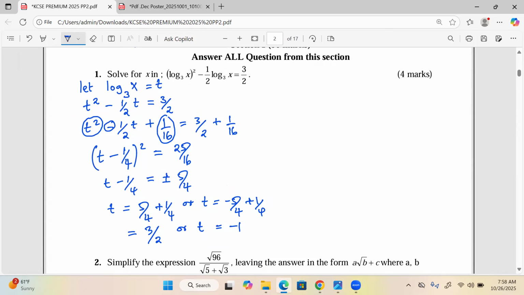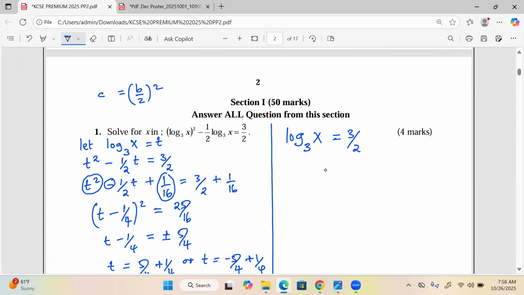We can get back to what we had let to be t. What had we let to be t? The logarithm of x to base 3. So the log of x to base 3 equals 3 over 2. We can get the first value of x.